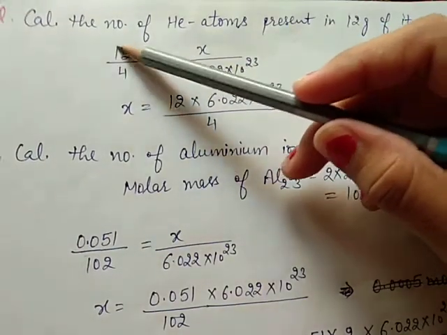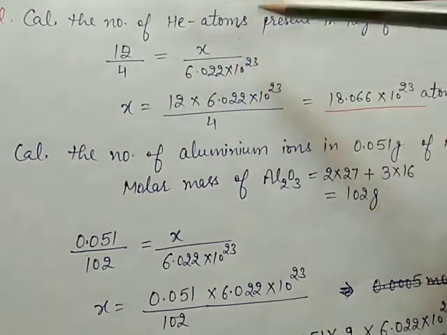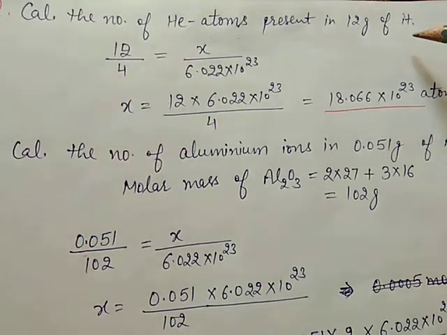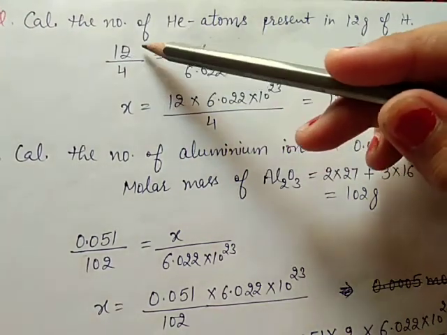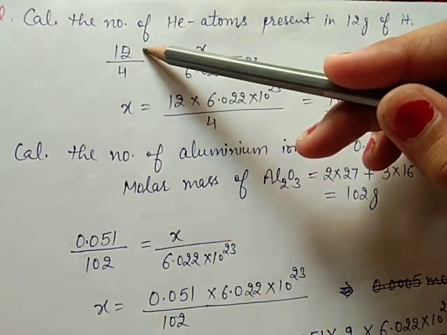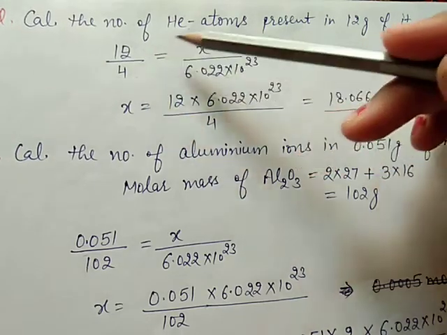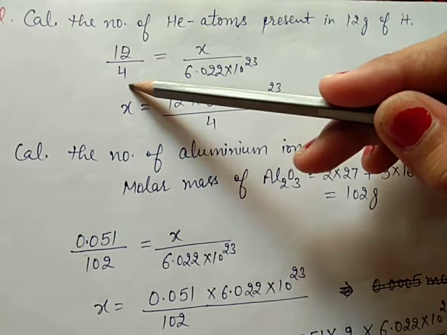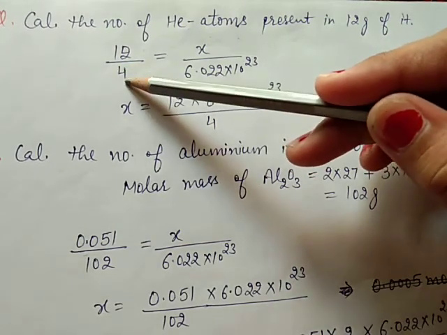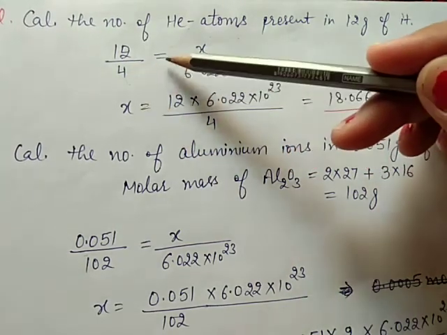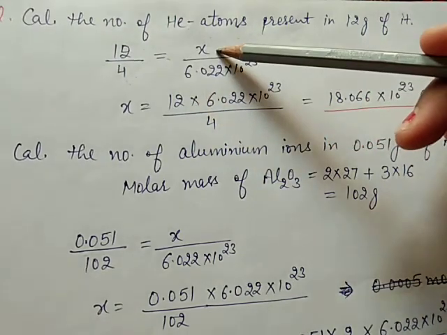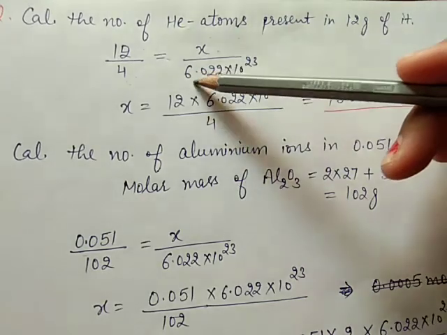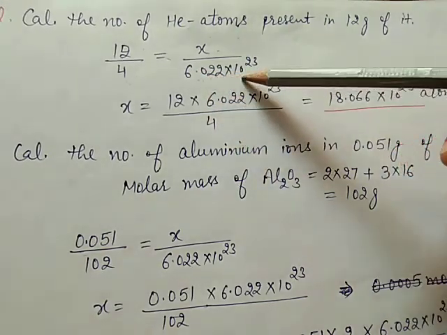Next question is calculate the number of helium atoms present in 12 gram of it. Given mass is 12 divided by molar mass, but means atoms are given, so here we use atomic mass. Atomic mass of helium is 4, that is equal to number of atoms, that is x, divided by Avogadro number 6.022 into 10 raised to power 23.